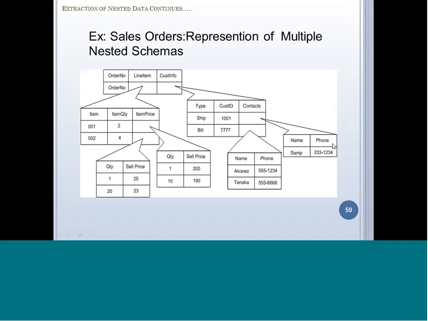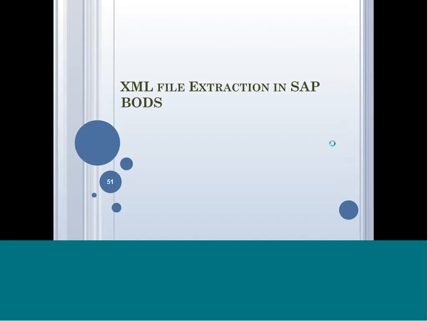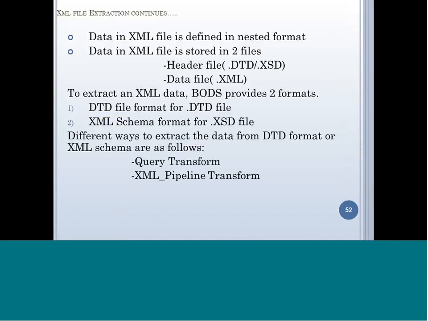This is the standard way of representing the nested structure universally. The best example would be the XML file. Now, with XML file extraction within BODS, there are several methods to extract the data. The data in an XML file is defined in a nested format. That is one. And the data in XML is stored in two files.